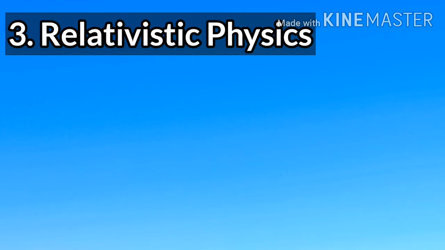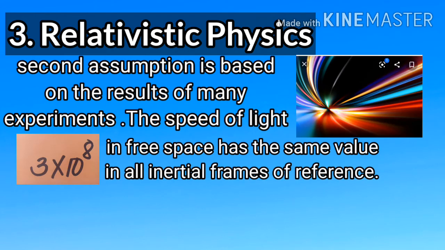The second assumption is based on the result of many experiments. The speed of light, 3 times 10 to the 8 meters per second, in free space has the same value in all inertial frames of reference. The general theory of relativity states that the laws of physics are the same in all frames of reference.